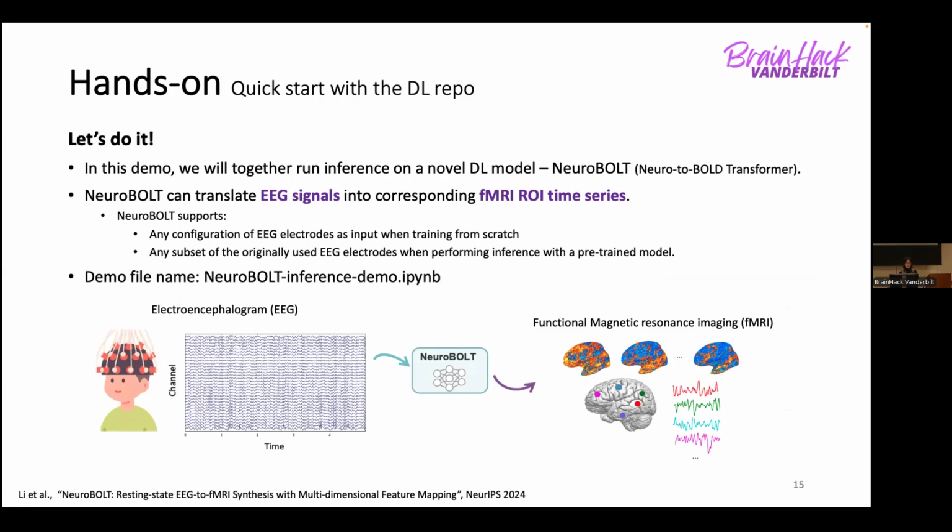As you might already see in the title of this model, NeuroBOT can translate neural signals, which are EEG signals here, to the corresponding fMRI time series. And NeuroBOT supports any configuration of EEG electrodes at the input when training from scratch, and any subset of the originally used EEG electrodes when performing inference with the pre-trained model. And this will be our demo file.